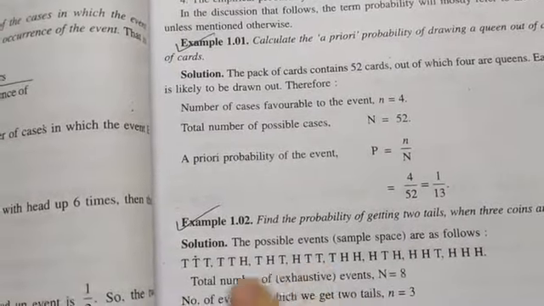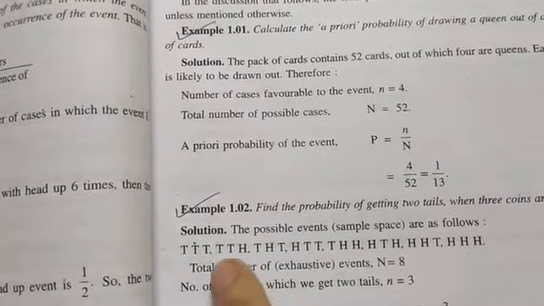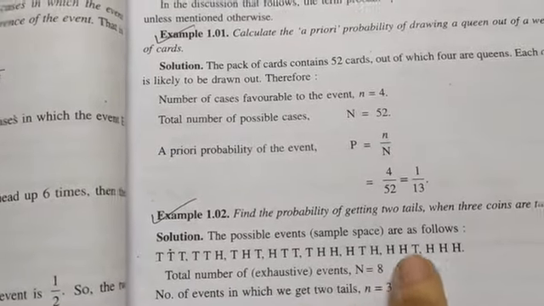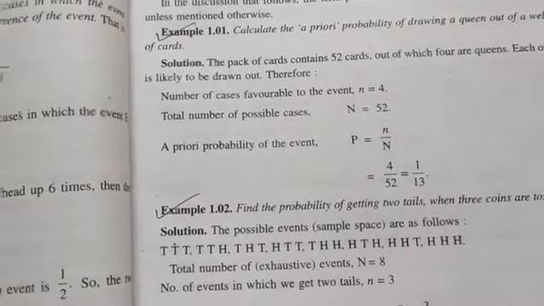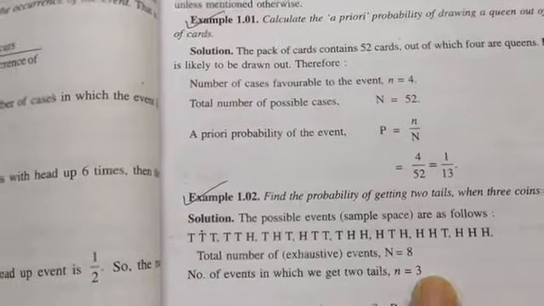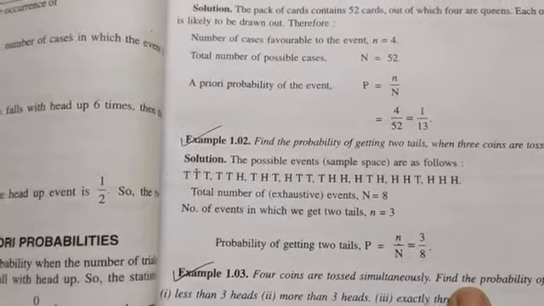So how many total number of cases are there? 8. And what are the favorable events? See, 2 tails are there, 1, 2, 3 and all. That means favorable cases of getting 2 tails is 3. So what is the probability of getting 2 tails together? It is 3 by 8.